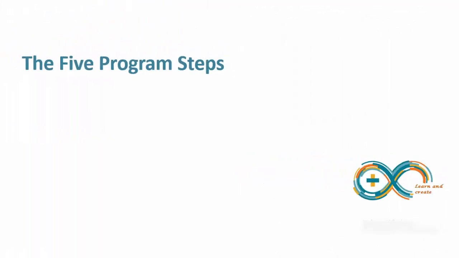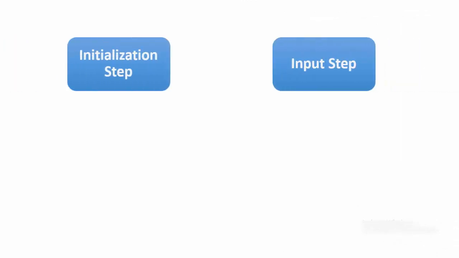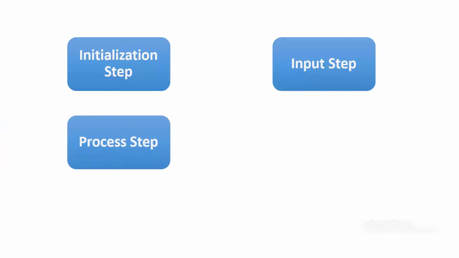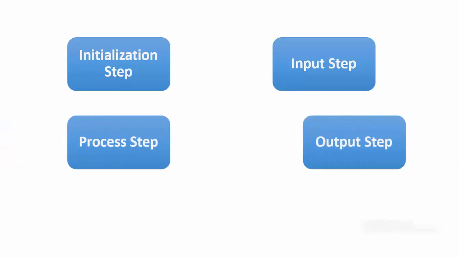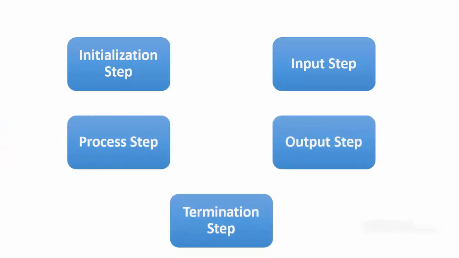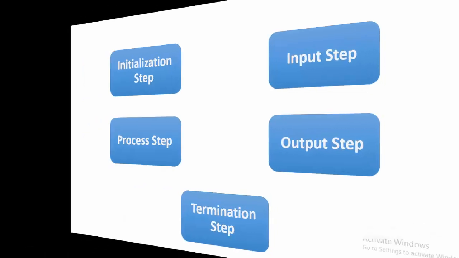Every program you can think of can be reduced to five basic program elements or steps. These steps are the initialization step, input step, process step, output step, and termination step. When you first start to design a program, you should think of that program in terms of these five program steps.